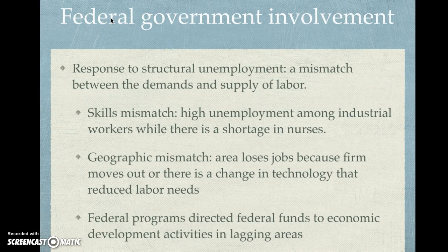And then there's a geographic mismatch, where one area will lose jobs because a firm moves out. This is something like the northeastern Rust Belt cities like Detroit. These auto plants moved out, so an area like Detroit lost a lot of jobs because the firm moved out. Or there could be a change in technology that reduced labor needs, like when we went through the Industrial Revolution, and all of a sudden farming equipment was mechanized. There was technology to do agricultural work, so you didn't need as many people to do that type of labor, and they were forced to do other work. Think about technology, automation, robots replacing human workers. This is going to shift jobs.